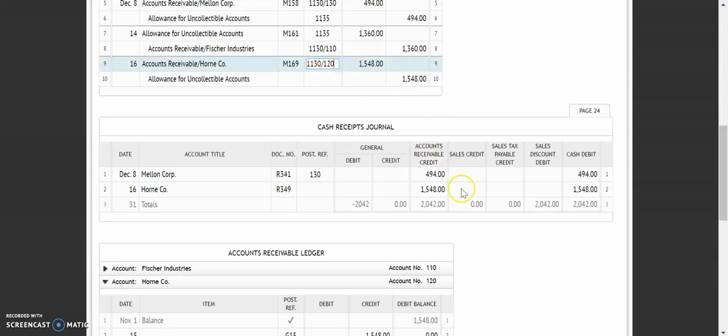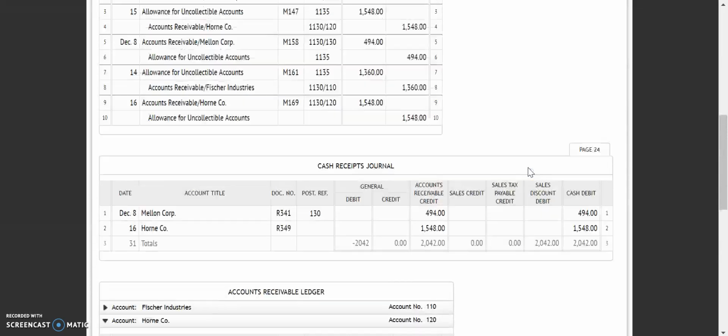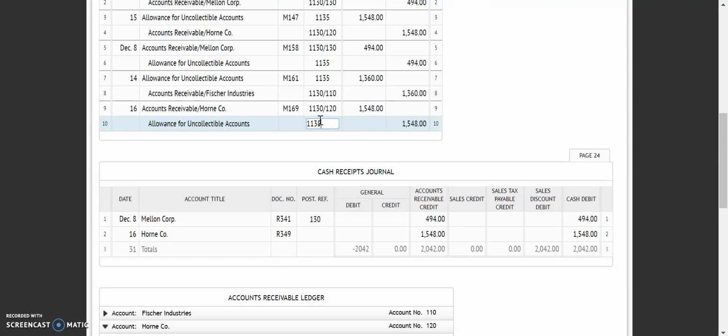So I put 120 in there, and then we also have to put it back into our allowance for uncollectible accounts. This is on the 16th, G15, 1,548, and we're going to add those. So we take 250 and 47 cents and 1,548, and we are up to a balance of $1,798.47 in our allowance for uncollectible accounts. And then we put our account number, which is 1135, back up in our post reference.